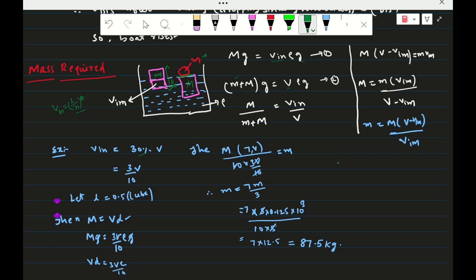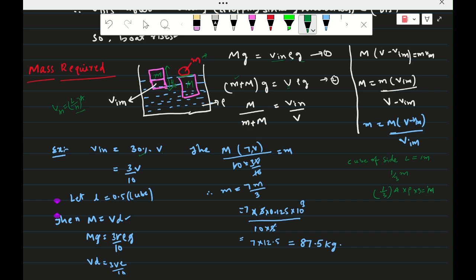Or else, some other time they will give a percentage. Here in this example, percentage they have given. Some other time they will give a cube of side L equal to 1 meter. In this, 1 by 3 meter is submerged initially. So 1 by 3 meter submerged means 1 by 3 into A we have to take. A means L square, this is the volume, into density of water into g is equal to the initial weight.